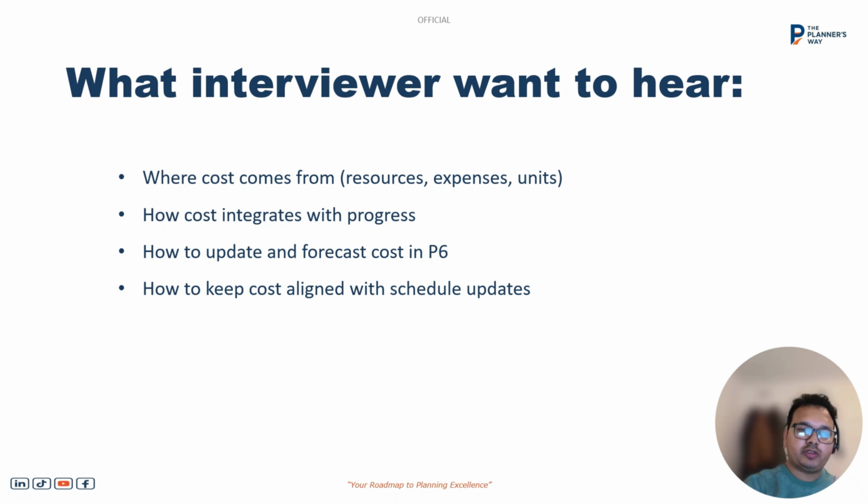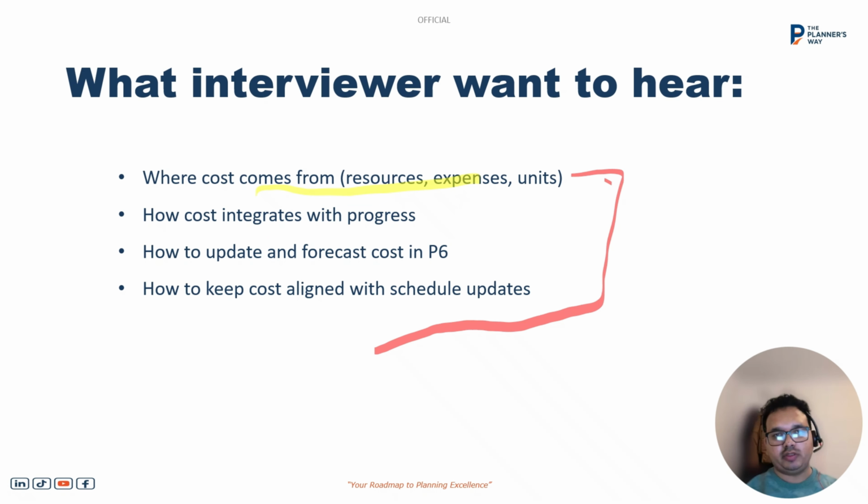We need to understand what the interviewer is looking for in the answer, what they want to hear from us. First, we need to understand where the cost comes from, how you update the progress in P6, how you forecast the cost in P6, and how your costs align with the schedule update. These are the four parts they want to hear from you during the interview. We need to make sure that we cover these four parts in our answer.